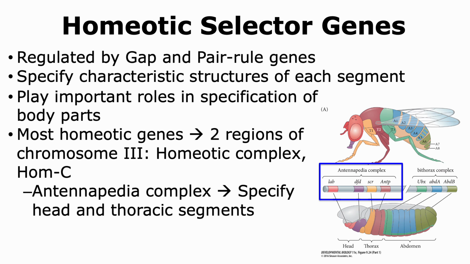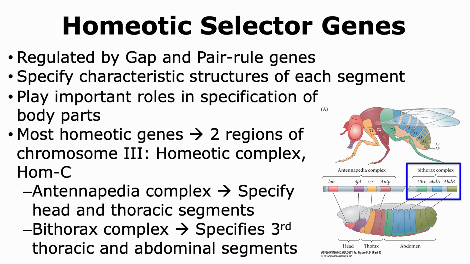We actually see two regions, and the first region is called the Antennapedia complex, and that is the part that is shown in the blue box. It is the complex that specifies the head and thoracic segments in the developing embryo. The second region of the chromosome has the bithorax complex of genes. This region will specify the third thoracic as well as abdominal segments.